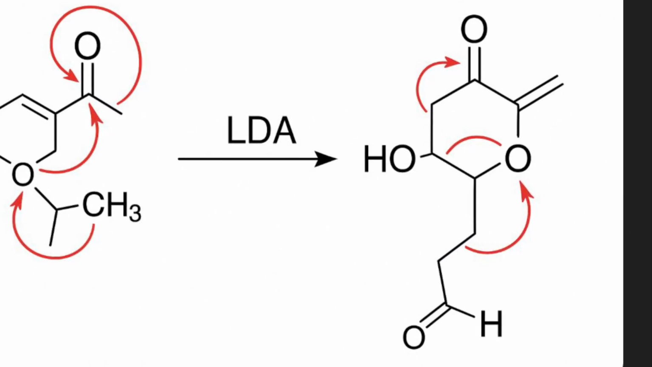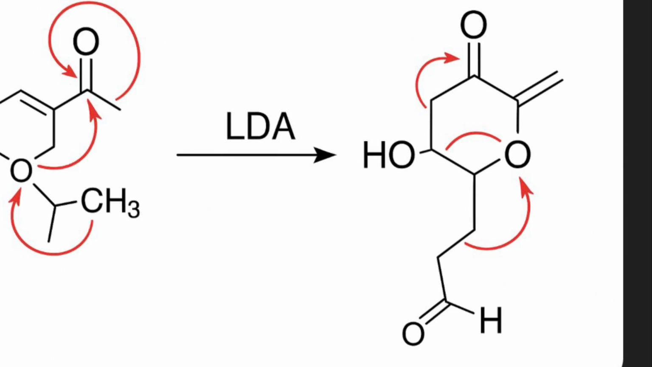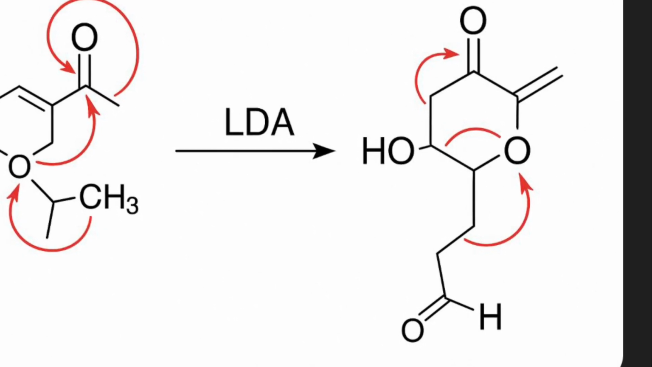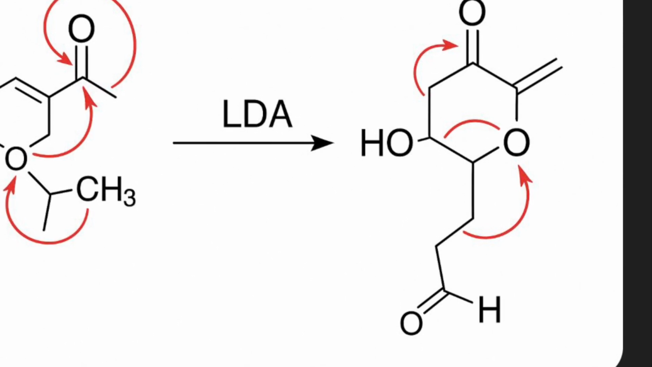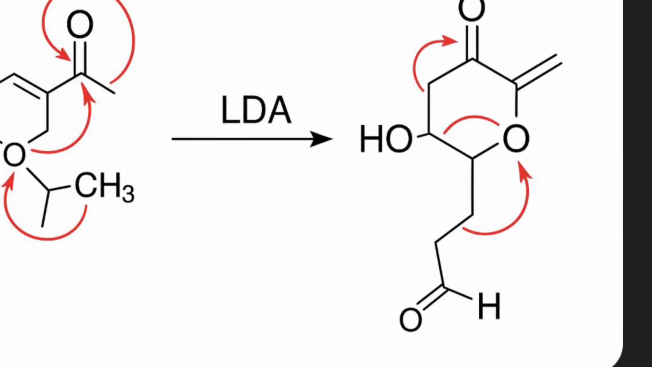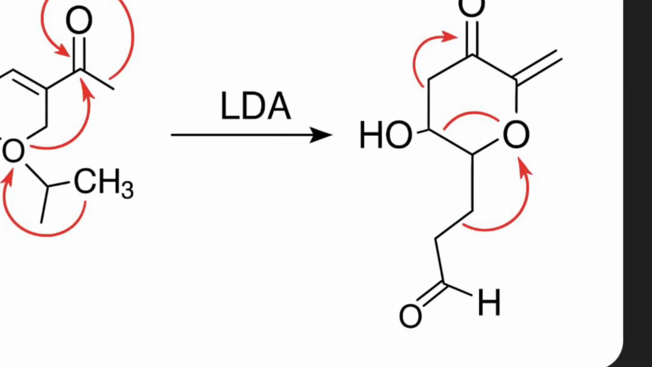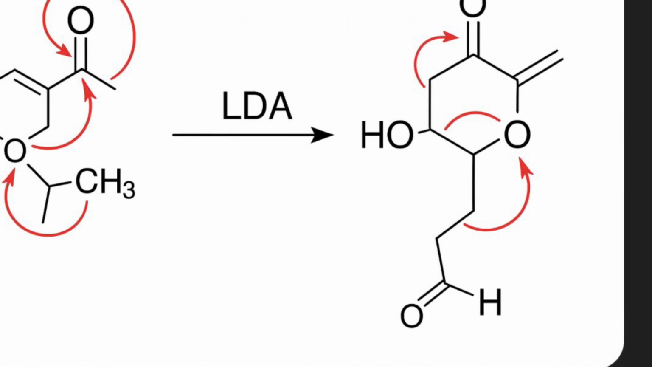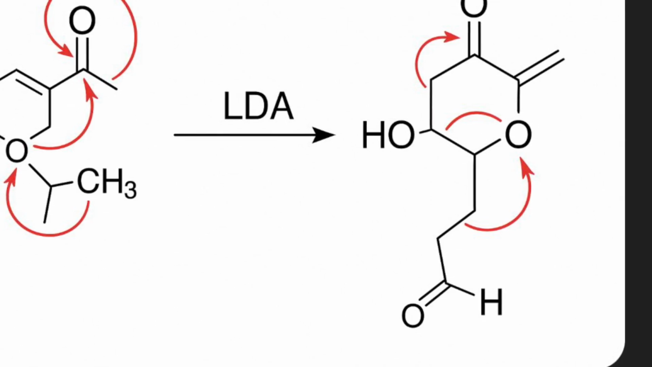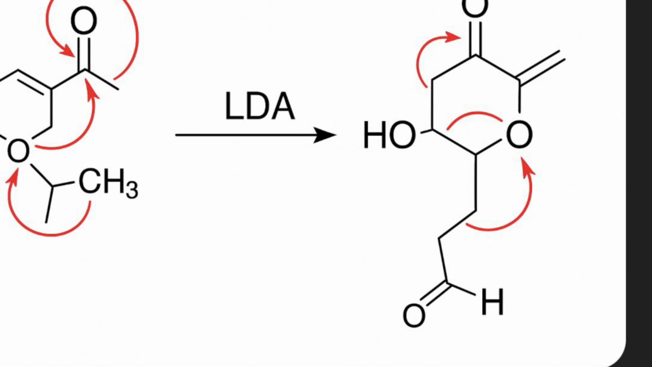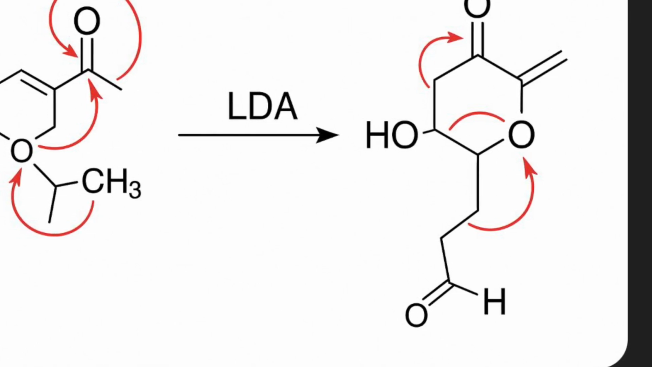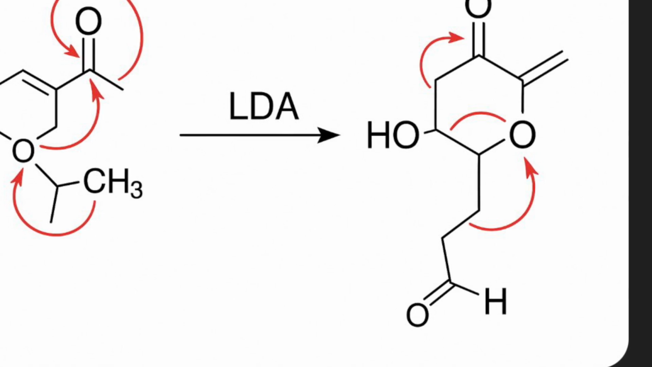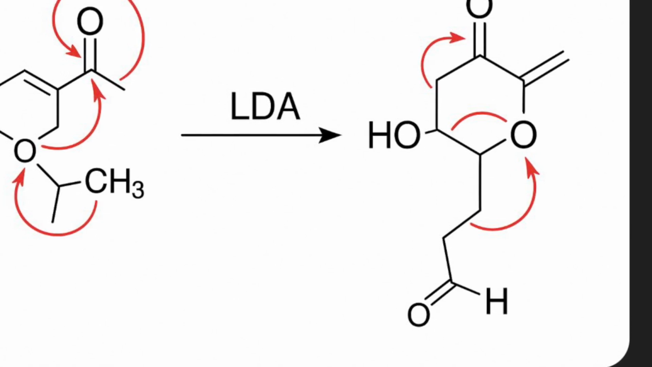In the next section, we'll talk about the curved arrow mechanism. Here's how the mechanism works step by step. So the first step, LDA deprotonates the alpha carbon of the starting ketone to form a resonance-stabilized enolate. Step 2, the enolate then performs a 1,4 conjugate addition, also known as the Michael addition, to the beta carbon of the enone. This forms a new C-C bond.